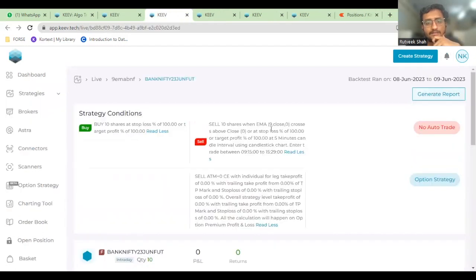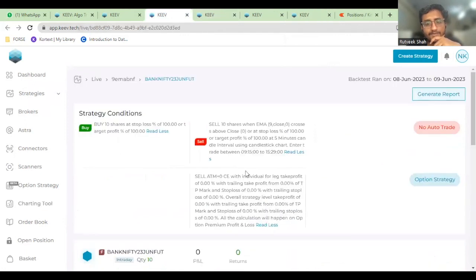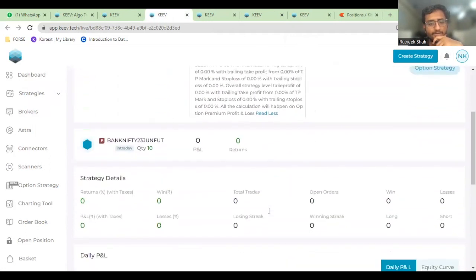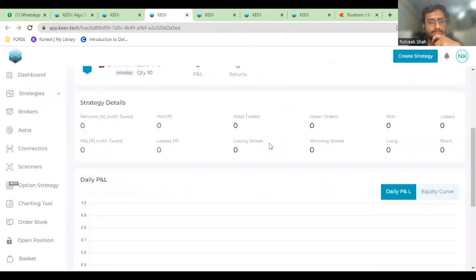I want to enter this position when 9 EMA crosses above close. So when 9 EMA crosses above close, okay. I started take profit as 0 because I will manage that one by one. Yes, so this makes sense. I want to sell the ATM series when this happens. I want a bearish exposure. Yes.